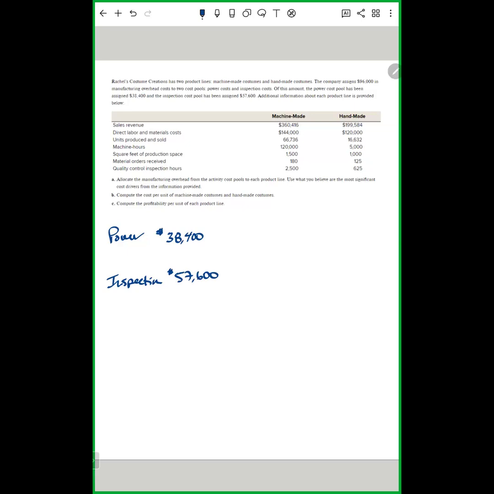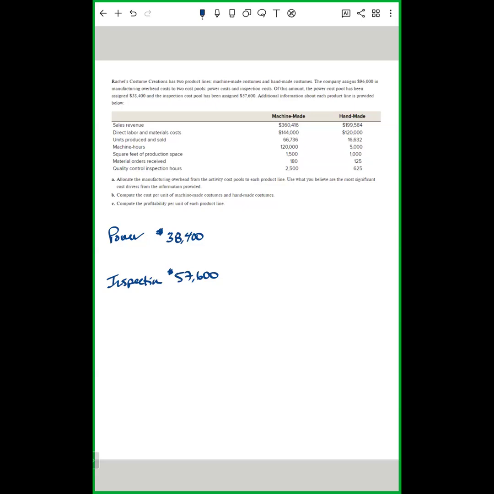Okay. Additional information about each product line is provided below: sales, direct labor, and material cost, units produced and sold, machine hours, square feet, material orders, quality control inspection hours, and then we have the questions. Allocate the manufacturing overhead from the activity cost pools, which are these two pools, power and inspection, to each product line. Use what you believe are the most significant cost drivers from the information provided.